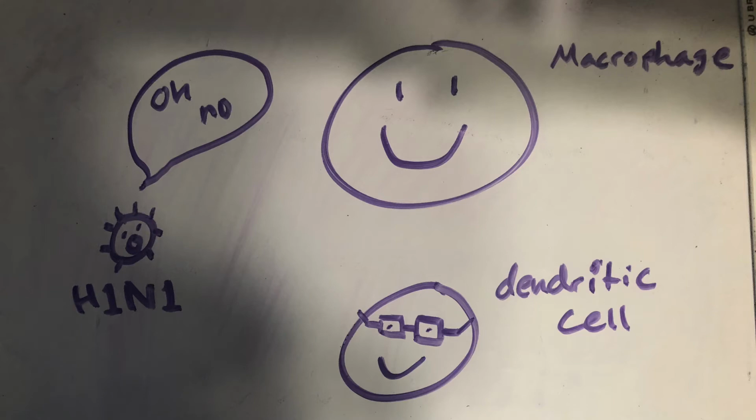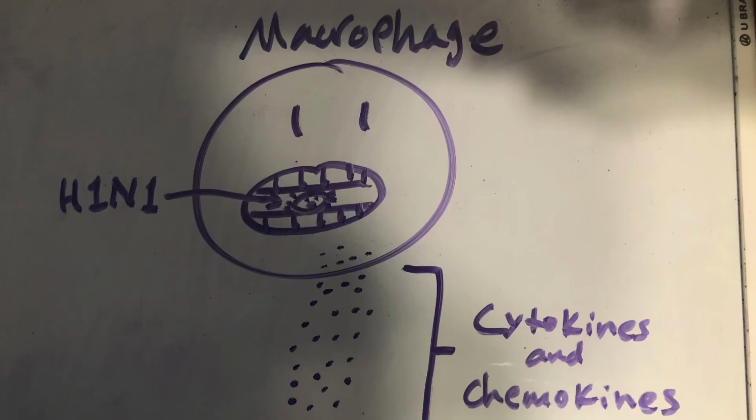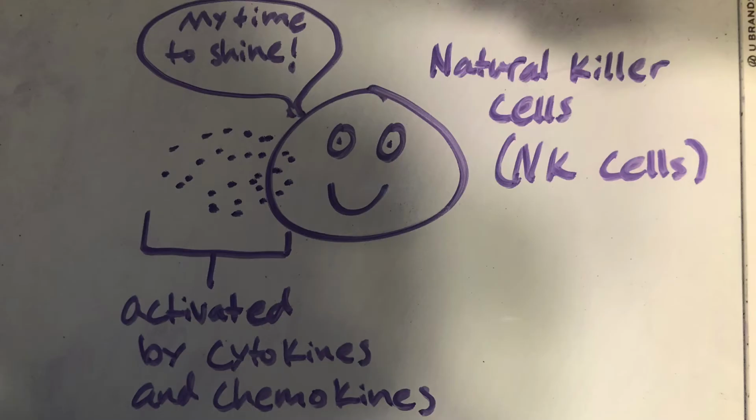Unbeknownst to the virus, however, there are things in your body called macrophages and dendritic cells that are on the lookout for pathogens before they can cause an infection and hurt the body. Macrophages and dendritic cells work by phagocytosing the virus when they detect specific molecules on the outside of the virus called PAMPs. Once the virus has been phagocytosed, the macrophage releases chemicals called cytokines and chemokines that activate natural killer, or NK, cells to get to work to kill the cells infected by the virus. NK cells are the only innate immune system cells that can directly kill viruses.